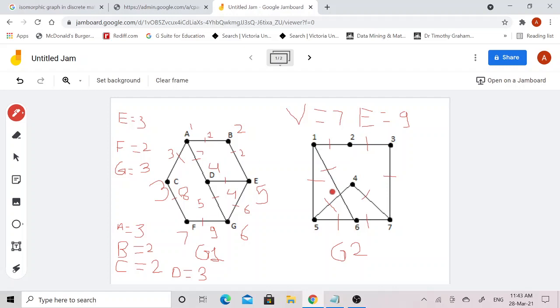Now we will focus on the degree of vertex for the graph G2. There are 7 nodes present in this graph G2.